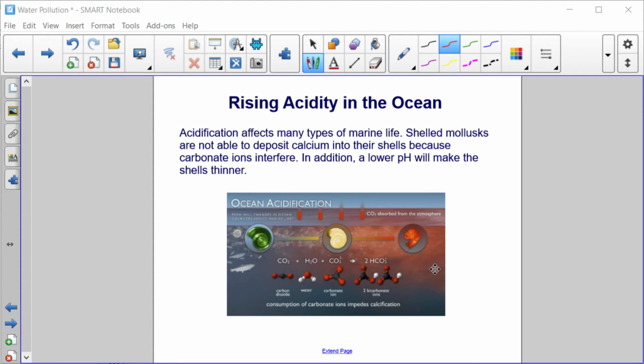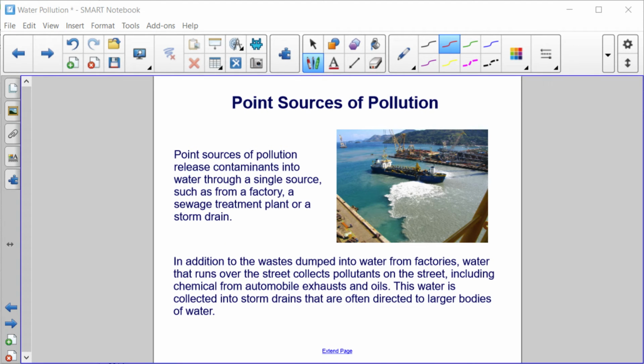Point sources of pollution. Point sources of pollution release contaminants into water through a single source, such as from a factory, a sewage treatment plant, or a storm drain. In addition to the wastes dumped into water from factories, water that runs over the street collects pollutants on the street, including chemicals from automobile exhausts and oils. This water is collected into storm drains that are often directed to larger bodies of water.